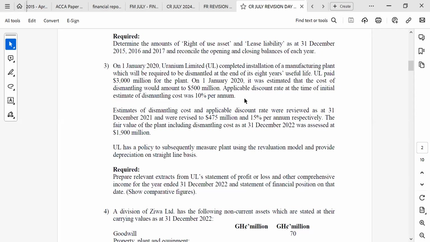Show comparative figures. So this is about IAS 37, but it is on the advanced side of IAS 37.